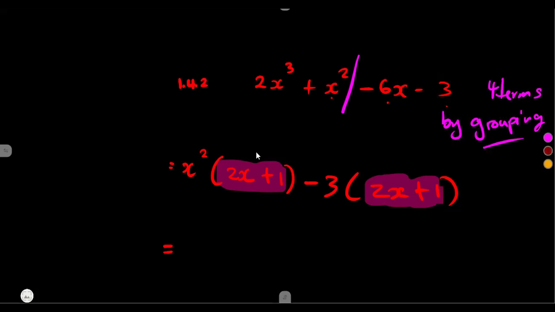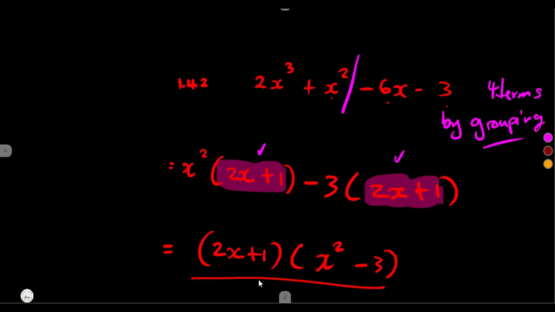Having this same bracket, we can factor it out because it's common. So we are going to factor that bracket out. The bracket of 2x plus 1, when it is factored out, what are we going to remain with? Here we're going to remain with x squared into another bracket. This one, we're going to remain with a -3 into another bracket.